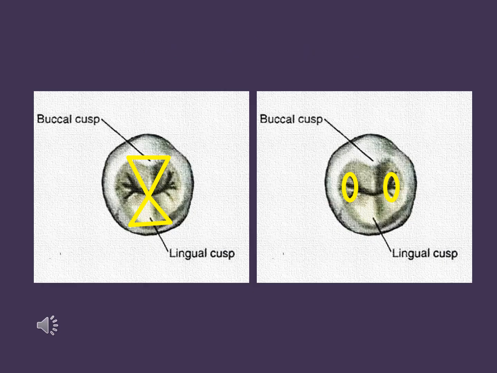Only two cusps are seen, one buccal cusp and one lingual cusp. Both are well developed. The lingual cusp is located directly opposite to the buccal cusp, and the triangular ridges of both cusps form a transverse ridge. I have made a marking in the left side picture that shows the triangular ridges: one over the buccal cusp and one over the lingual cusp. Both triangular ridges join together to form a transverse ridge.